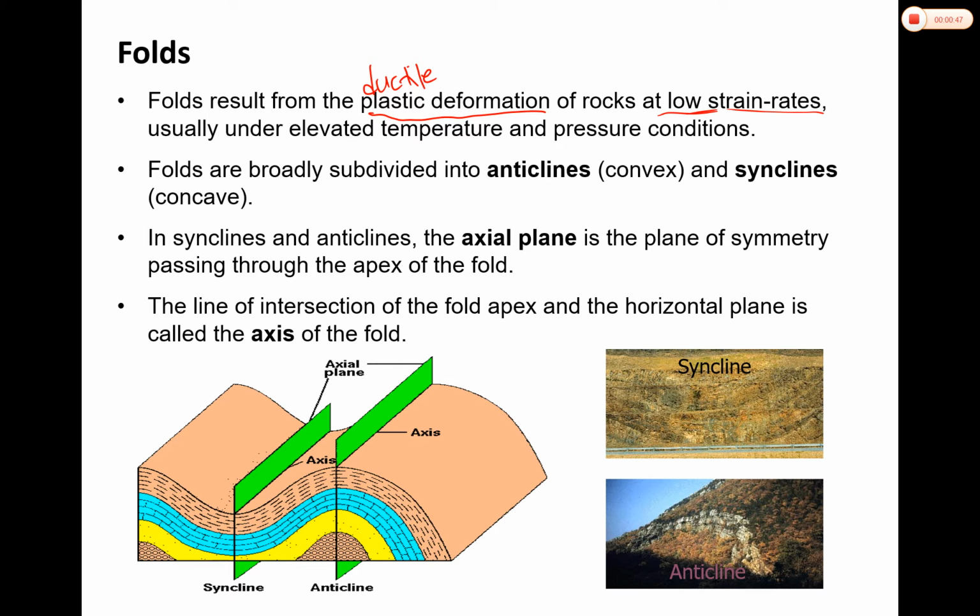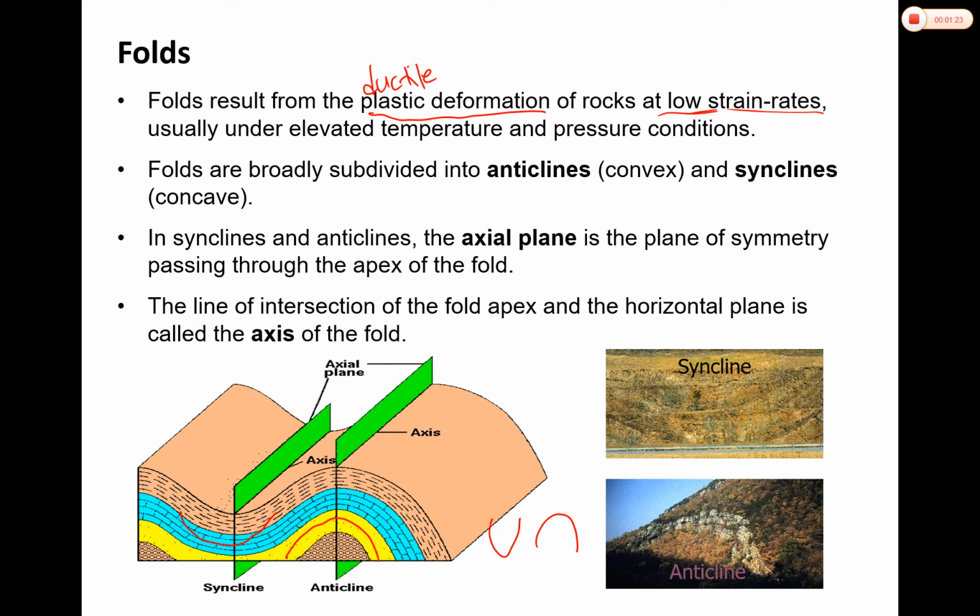Alright, so fold can be divided into two, the anticlines and also the syncline. Okay, the convex shape, this shape is anticline, and the concave is a syncline. Okay, so ingat that gambar. This one is anticline, the other one is syncline. Right, so the axial plane is the plane of symmetry. Okay, normally it's symmetry, but there are cases yang asymmetrical.